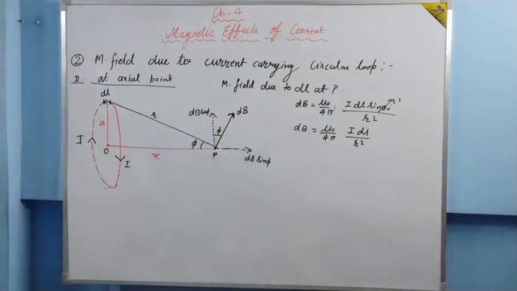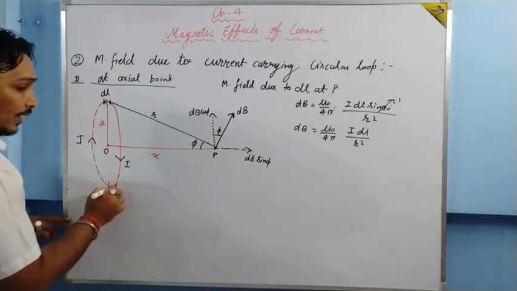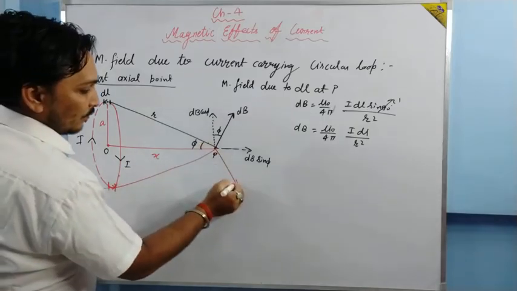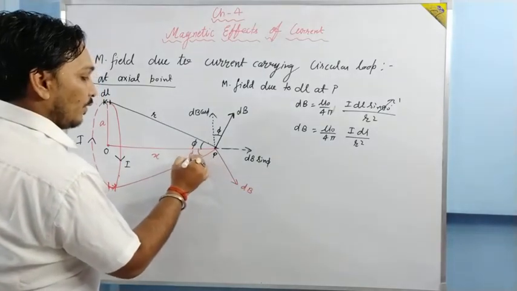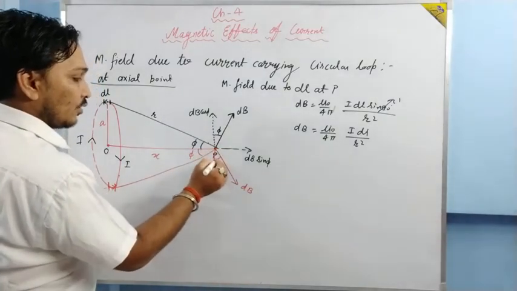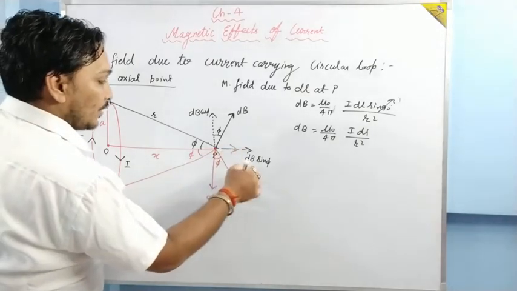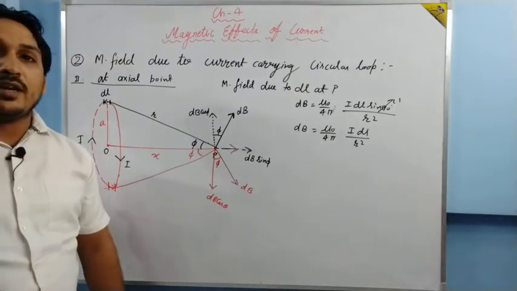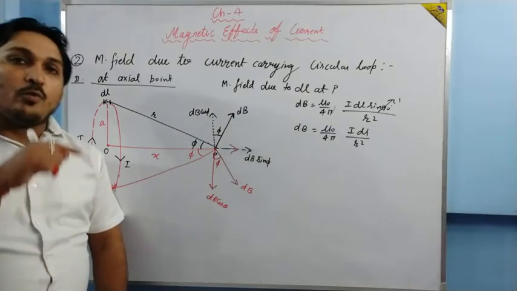So this is the value of dB, which further can be resolved into two components, dB cos phi and dB sin phi. Now suppose dl would have been here, the direction of magnetic field because of this dl would have been in this direction. Obviously this angle is also going to be phi. So here we are going to have dB cos phi, and here we are going to have the same dB sin phi, right? So the dB cos phi components will be cancelled out. What are we going to have? dB sin phi only.